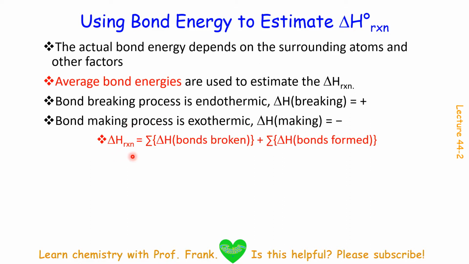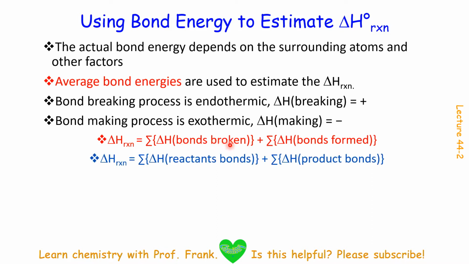The delta H of reaction can be calculated using the sum of delta H for bonds broken plus the sum of delta H for bonds formed. And the bonds broken are actually the bonds for the reactants. Bonds formed are the bonds for products. So therefore, those 2 equations are actually the same.